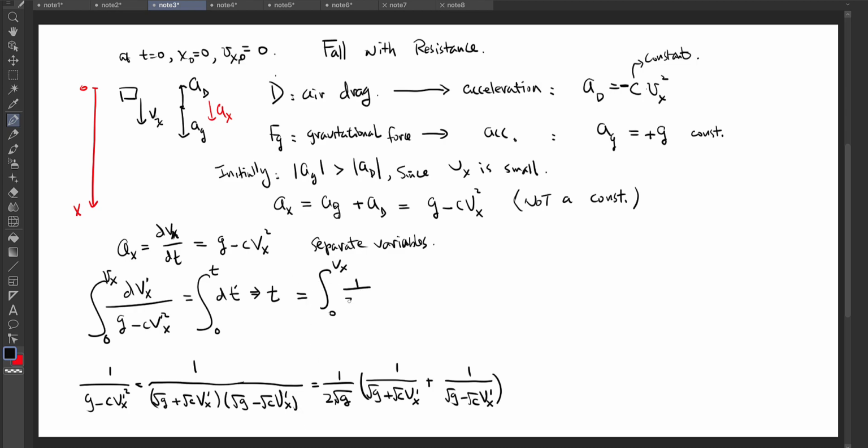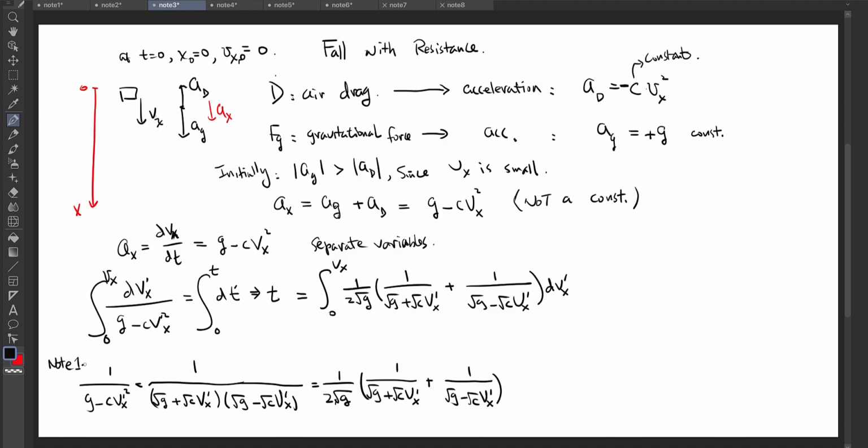So 1 over 2 square root of g, and then by doing this, now we reduce the order of the denominator into the first order, so we can integrate that easily. Because we know the 1 over x integral, right? That gives us a log. Right, so let me also write another note.